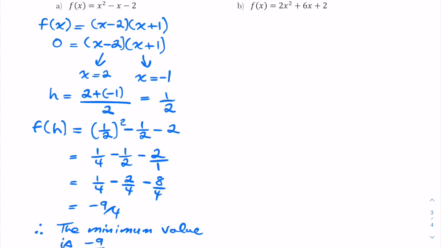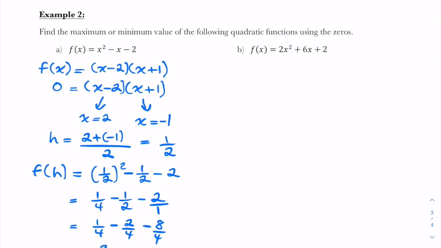All right, let's try another one. In example 2b, you're going to recognize that this quadratic function can't be factored. Because it can't be factored, I'm going to go ahead and use the quadratic formula to find the two roots. Here we go. So using the quadratic formula, we have x equals negative b plus or minus the square root of b squared minus 4ac, and that's all divided by 2 times a. Plug in your a, b, and c.